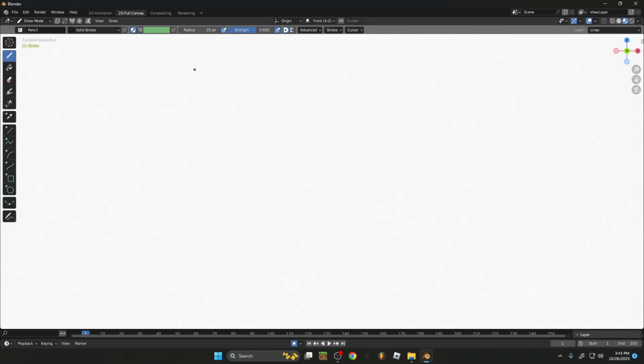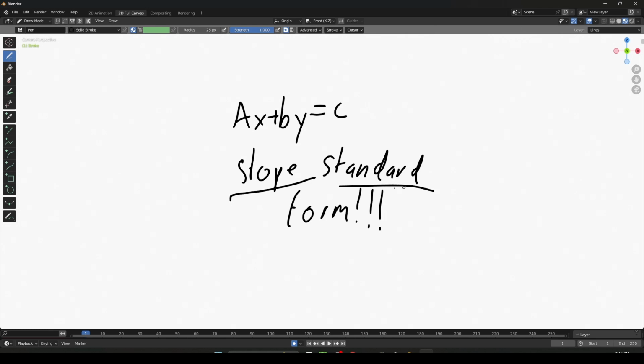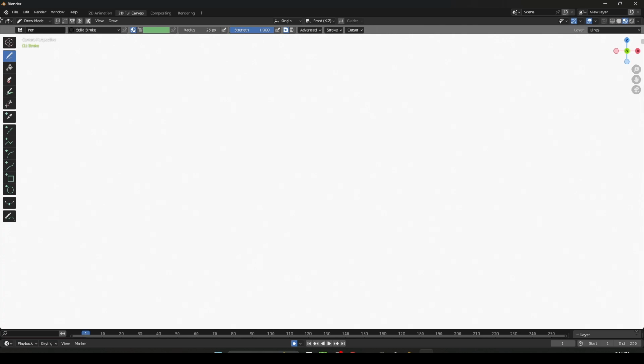Oh, another formula I forgot to mention. ax plus by equals c. This is the slope standard form. Slope standard form. So, let me give you a practice problem.